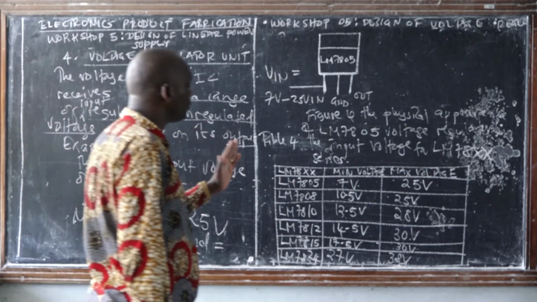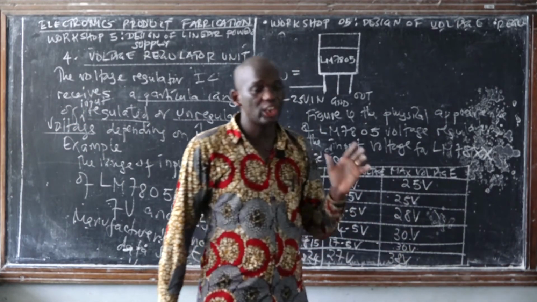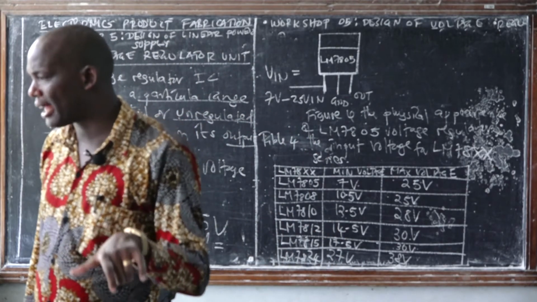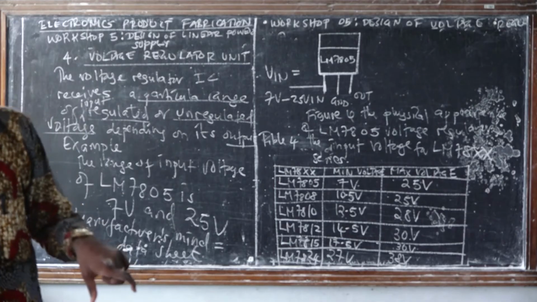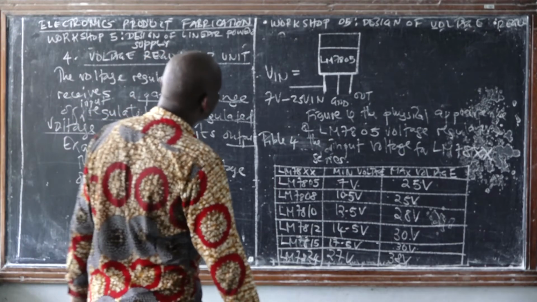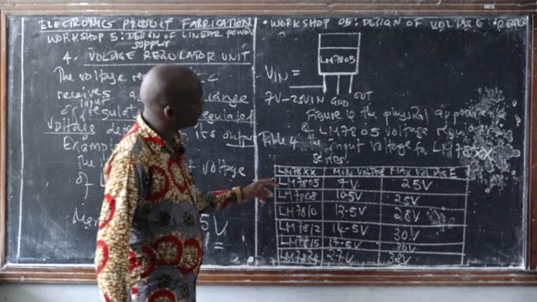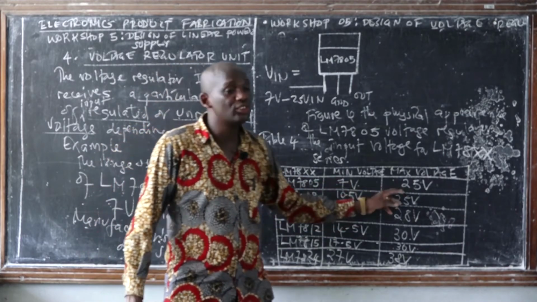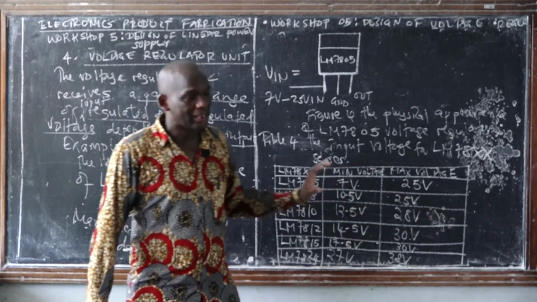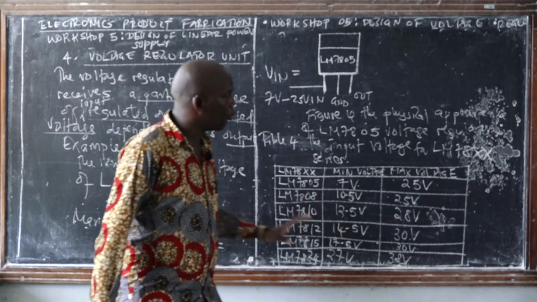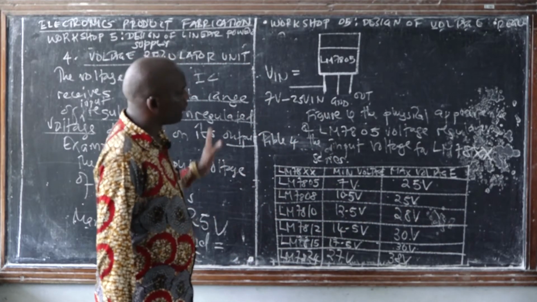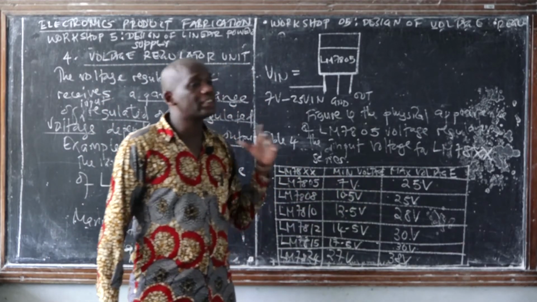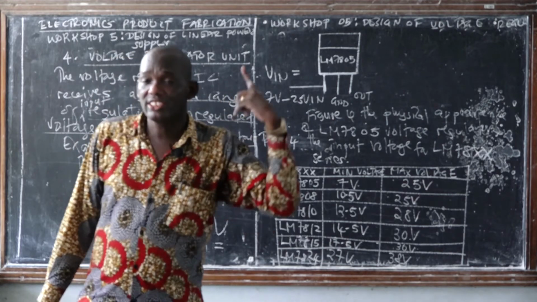These specifications are very important, especially if you want to build a linear power supply in hardware. For instance, the minimum input voltage for LM 7805 is 7 volt, and the maximum is 25 volt. Remember this is very important, because for the voltage regulator unit block, when you know this range, it's very important for the choice of the step-down transformer.